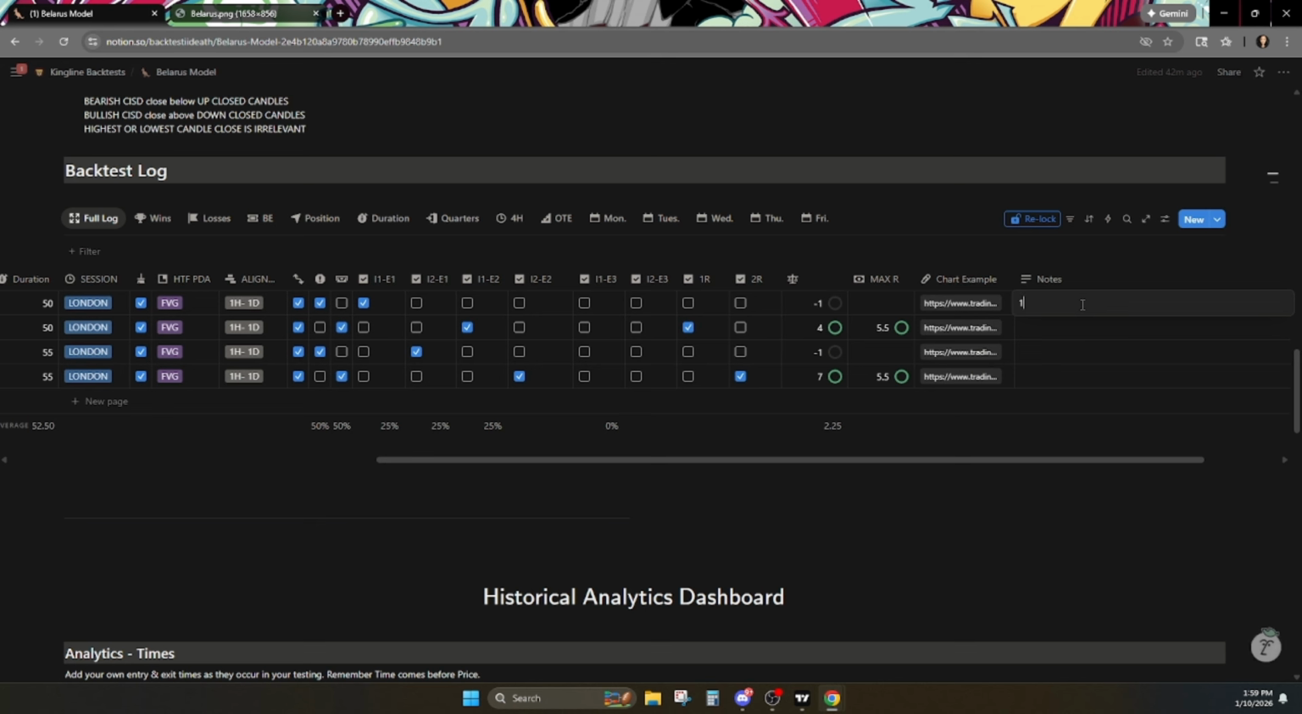And what I want to say here is that we tapped into a 1 hour sweep inside of a 1 hour fair value gap, above a 1 hour PD array.